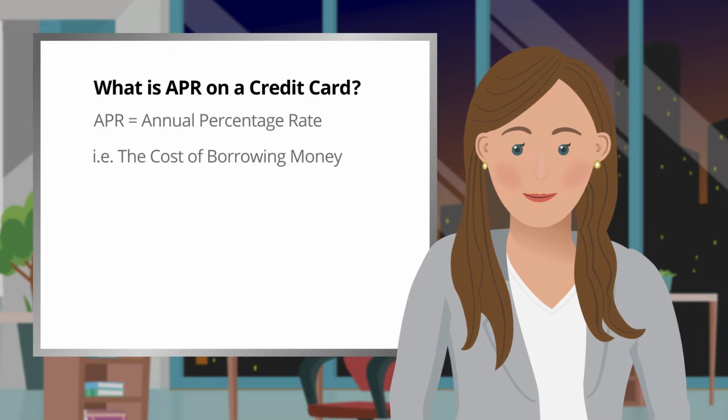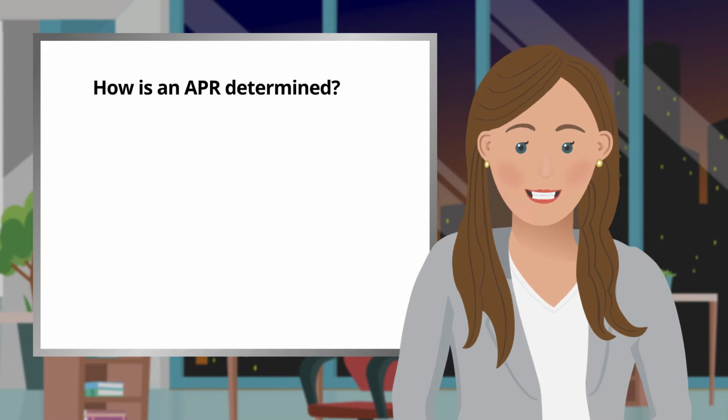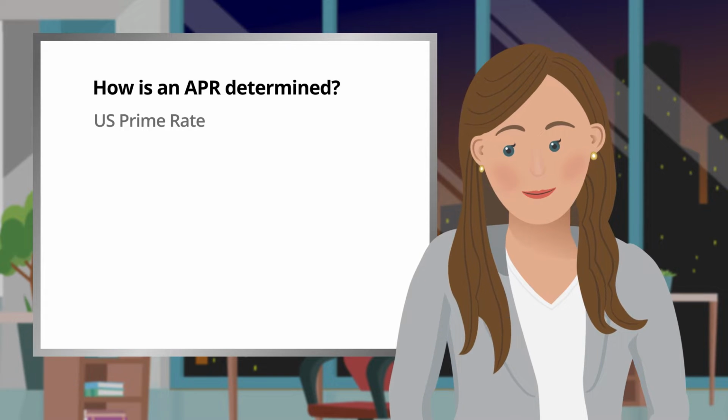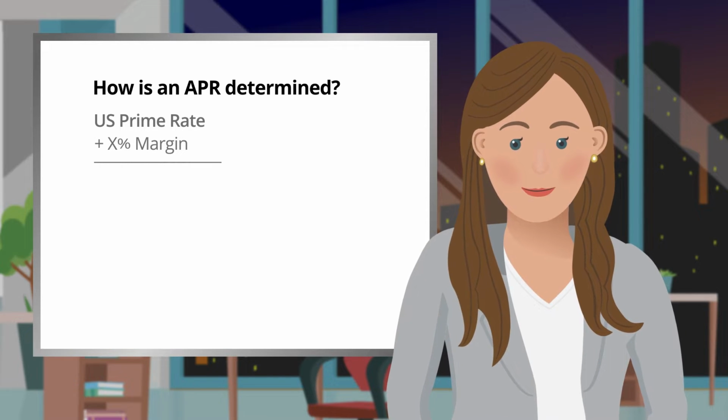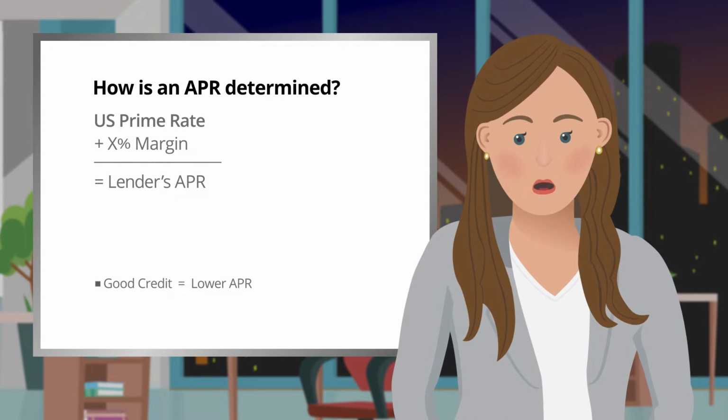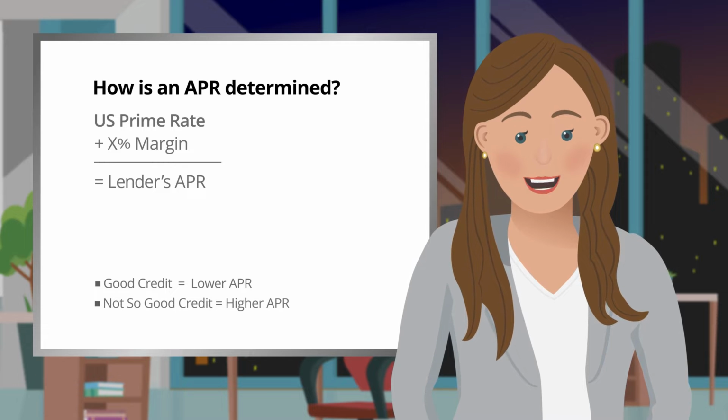finance your purchases. To determine APR, many credit card issuers start with a financial index, such as the U.S. prime rate. Then they add a margin of percentage points to determine their particular annual percentage rate. Generally, credit card applicants with good credit are offered lower APRs than those with credit that's not so good.